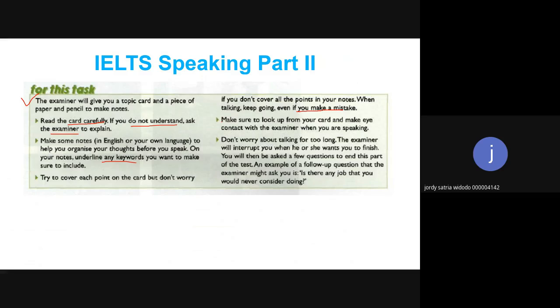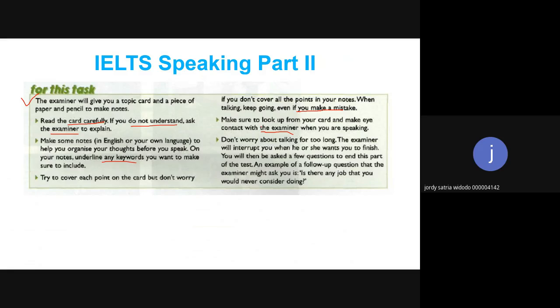It doesn't reduce your score as long as you've got very good accuracy, a wide range of vocabulary, and a wide range of grammatical functions or expressions. Make sure to look up from your cards and make eye contact with the examiner when you are speaking. Sometimes we are very nervous about making eye contact with the examiners, but no problem. You can look at her or his hair, for example, or her or his forehead, if you are really nervous to look directly into the eyes of the examiner.